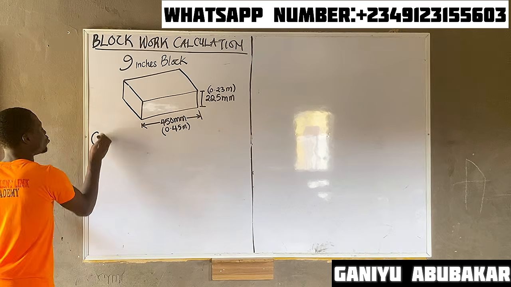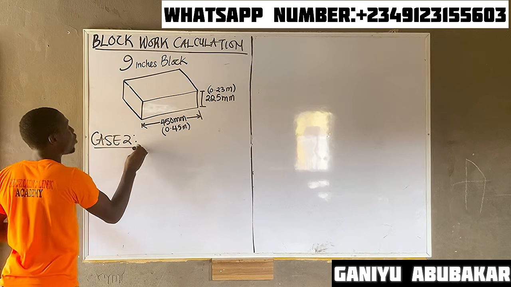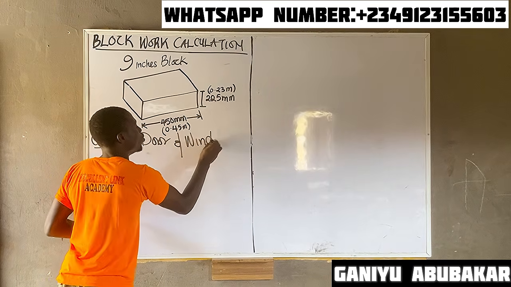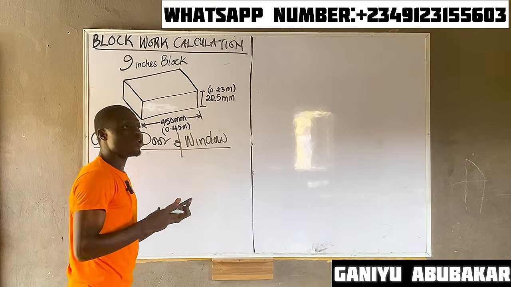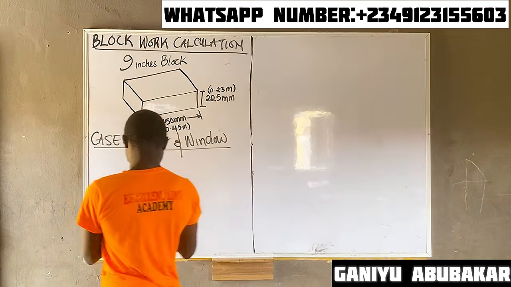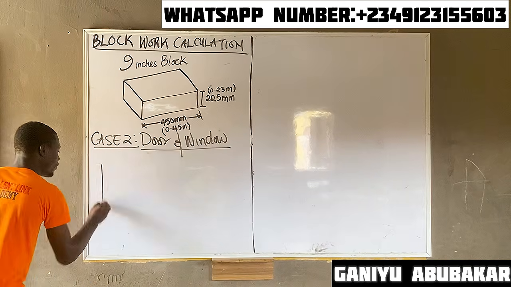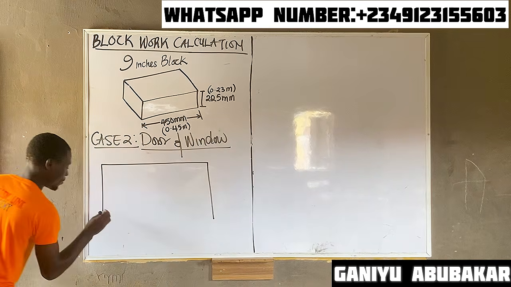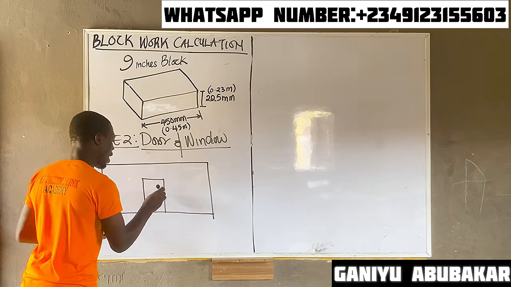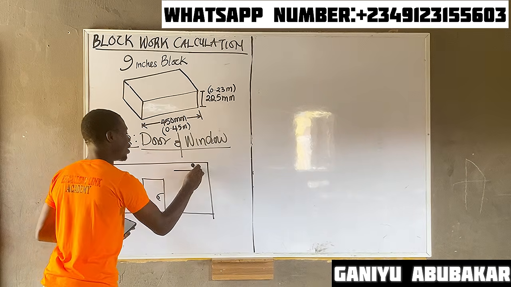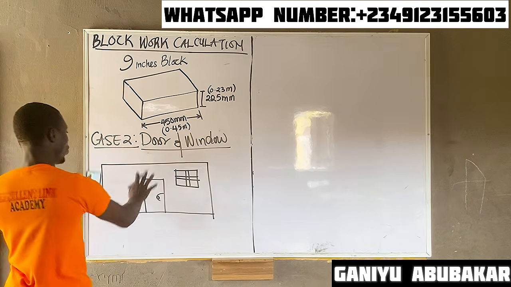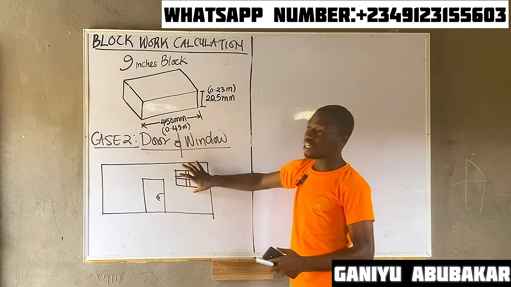For our case two, I'm saying that case two is all about door and window, right? Door and of course window. So in case you're having these two in your wall, how do you still get the number of blocks you need? So let's do it, please. Very first example: let's say we're having a wall such as this. This wall has a door. It also has what there? A window. So this wall has an entrance and of course a window.